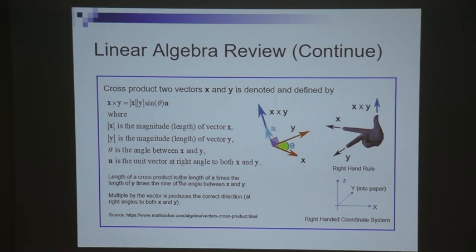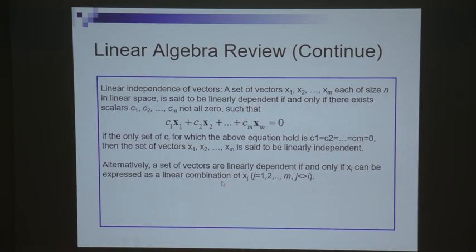So the length of a cross product is the length of x times the length of y times the sine of the angle between x and y. You need to know this, and then you also need to know linear independence. So this is a definition of linear independence. You can go back and read.